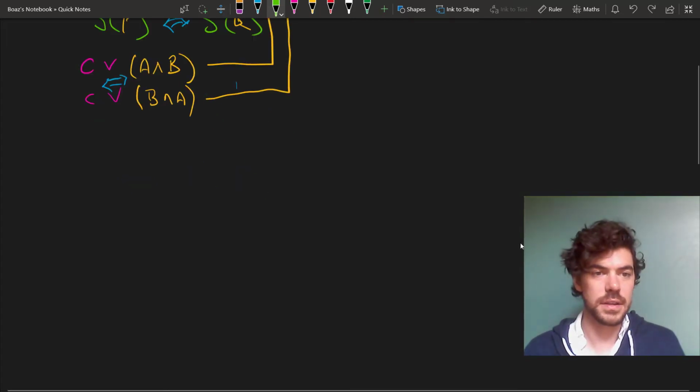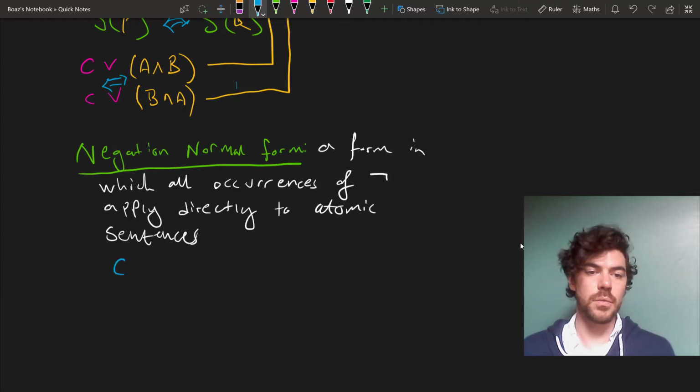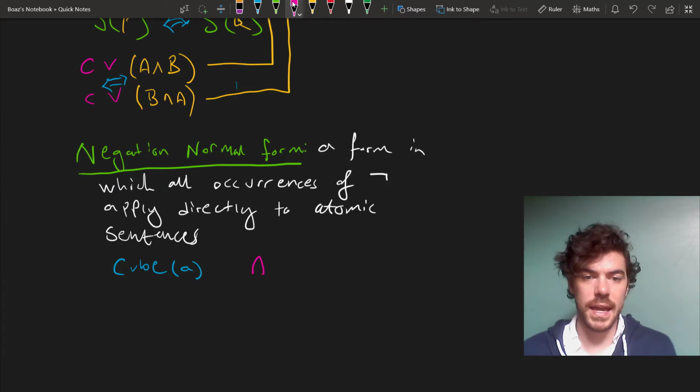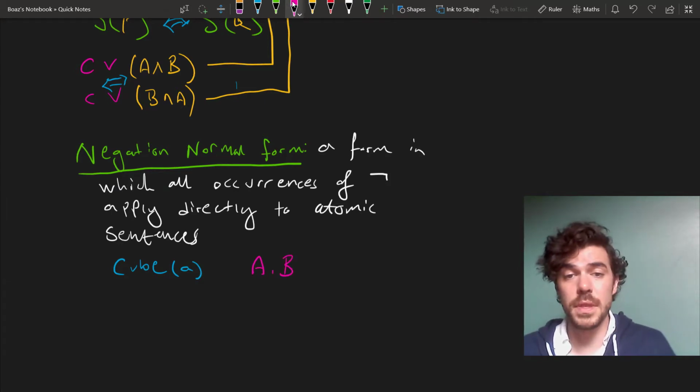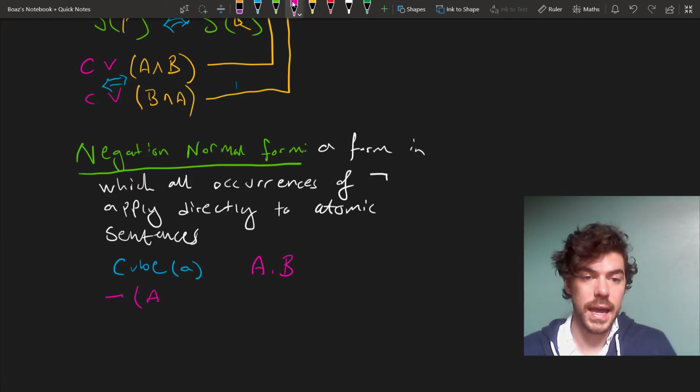The key concept here is negation normal form. In negation normal form, all the occurrences of the negation sign apply directly to atomic sentences. These are sentences, recall, which combine a predicate with a term, and which we've been representing with sentence letters like A and B. So in negation normal form, the negation sign will apply only to atomic sentences like A and B, and not to bigger propositions like A and B.